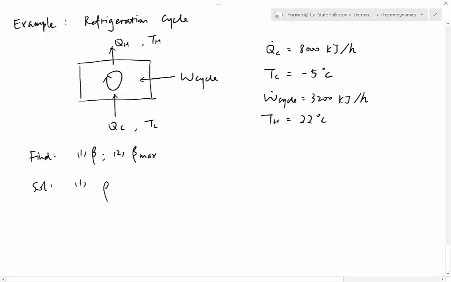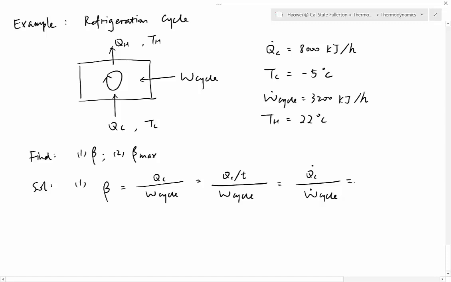We can find beta from the definition. Beta is coefficient of performance, and the definition is purpose over cost. The purpose of a refrigeration cycle is to keep it cool, and a direct reason to keep it cool is QC, and the cost is electricity you pay, which is W cycle. However, what we have is QC dot and W cycle dot. So what we can do is divide both the numerator and the denominator by time. And divided by time, the expression becomes QC dot and W cycle dot.